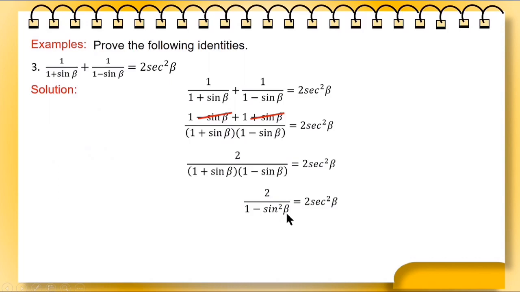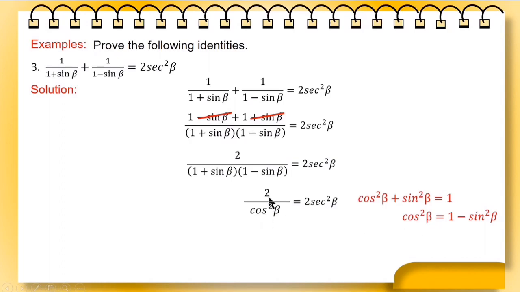Note that by Pythagorean identities, cosine squared theta, or in this case, cosine squared beta plus sine squared beta is equal to 1. Transpose sine squared beta to the right side, we have cosine squared beta is equal to 1 minus sine squared beta. So 1 minus sine squared beta is equal to cosine squared beta by Pythagorean identities.